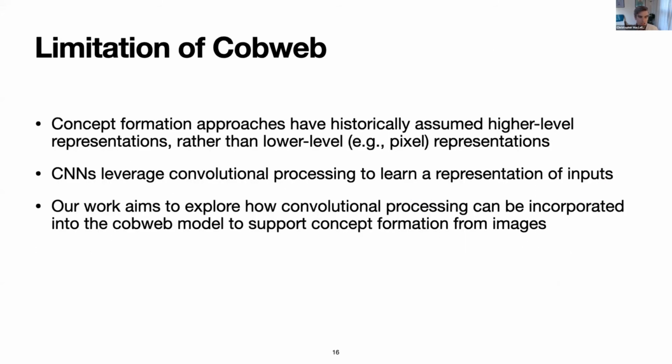So there are a couple of limitations of Cobweb for the kind of work that we're trying to do here. And one is that Cobweb and other concept formation approaches in general have historically assumed a higher level representation. So usually they're talking about things like shapes and colors and not pixel level representations. And so, I've been thinking a lot about other approaches like CNNs that are handling this kind of data. And CNNs are leveraging convolutional processing to actually learn a representation of the input, which is then used to make decisions like classification decisions about the input.